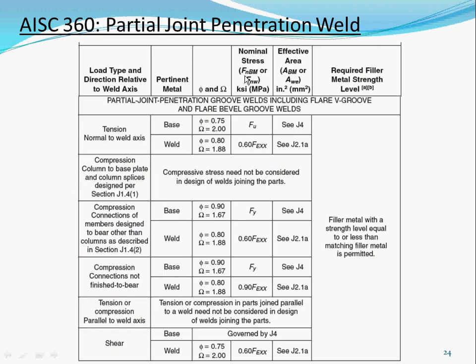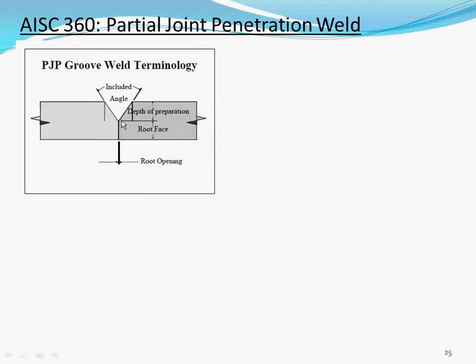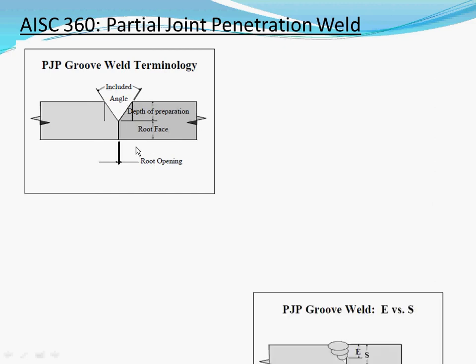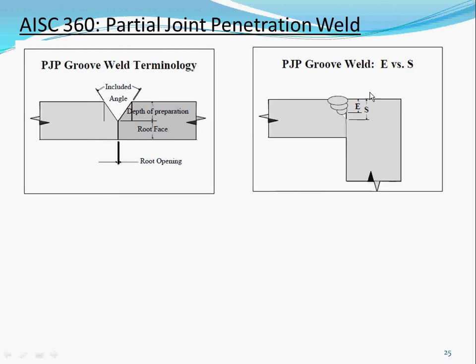For PJP, it's different. You have to check the base and the weld, and each one has a different phi factor and nominal stress, Fu or Fy. They spell it out here. And again, when you say effective area, they take you to another section. For PJP, you only get to use a certain area. You don't get to use the full area. So the E is pretty important, because that's what you welded.